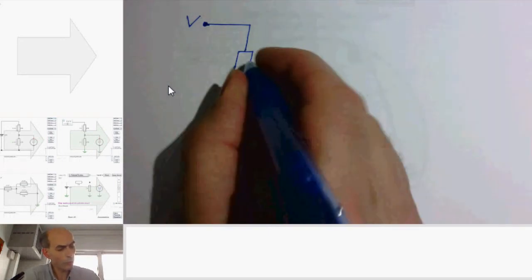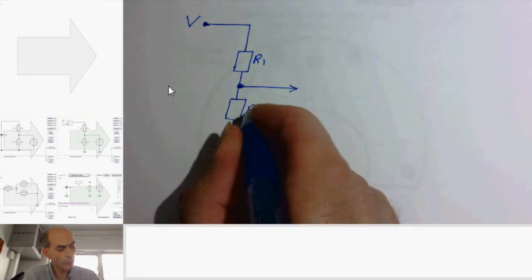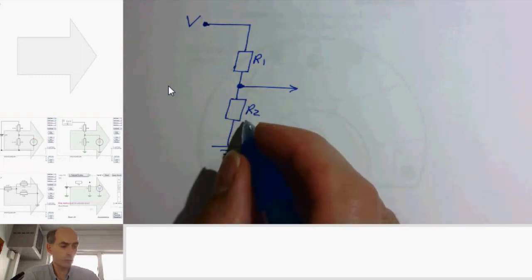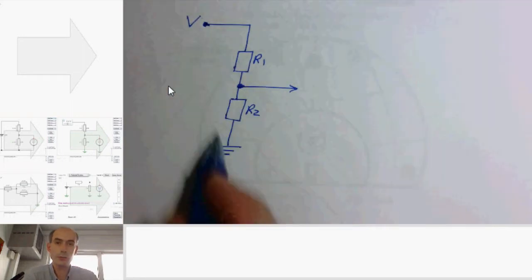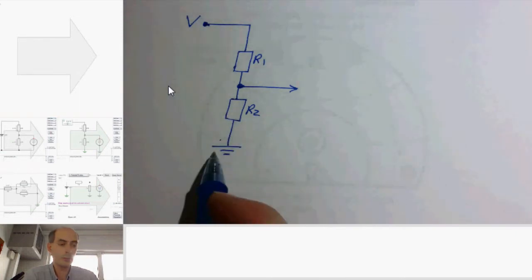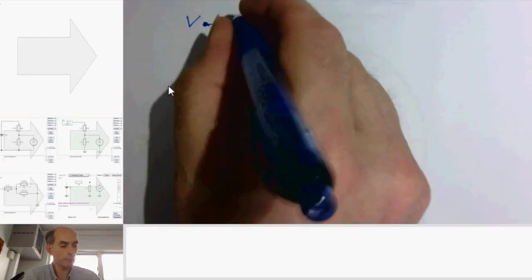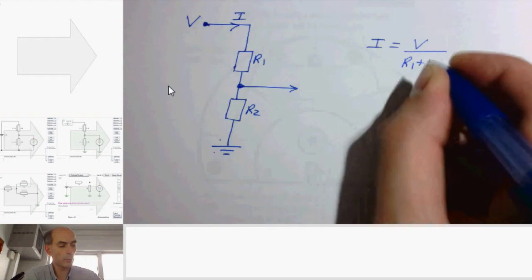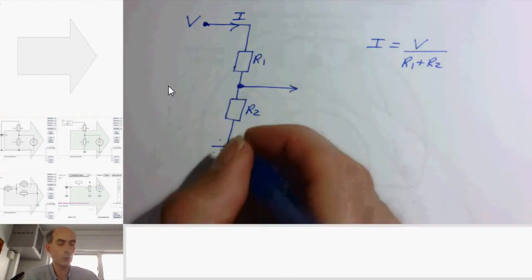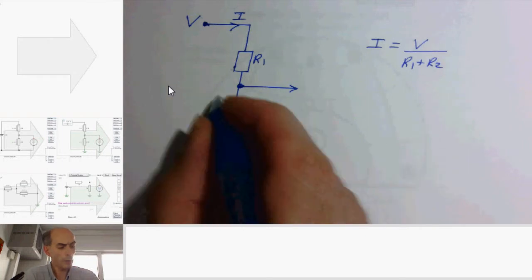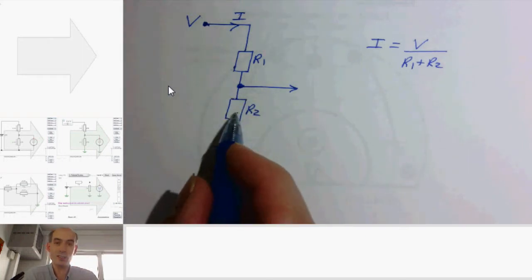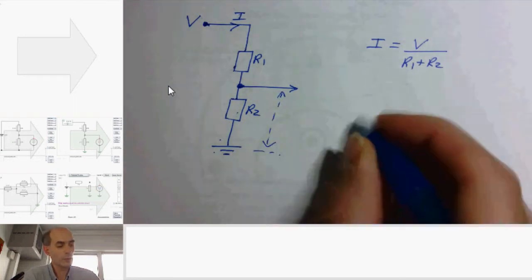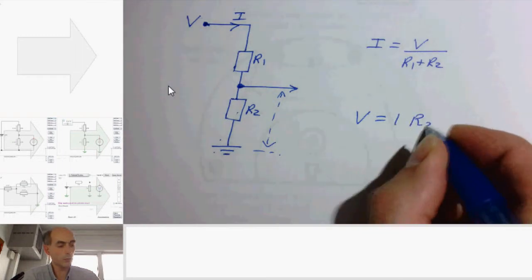Let's suppose that this resistor here has a value of R1 and this resistor here has a value of R2. Then we know that the total resistance in the circuit between V and ground here is R1 plus R2. So the current that flows along here, I, must be equal to V divided by R1 plus R2, just the total current flowing in this system. If I then apply Ohm's law to this resistor here, R2, and say what is the voltage across R2, then that is V equals I R2.